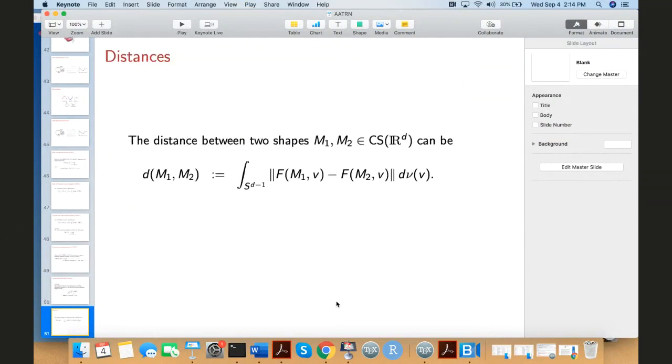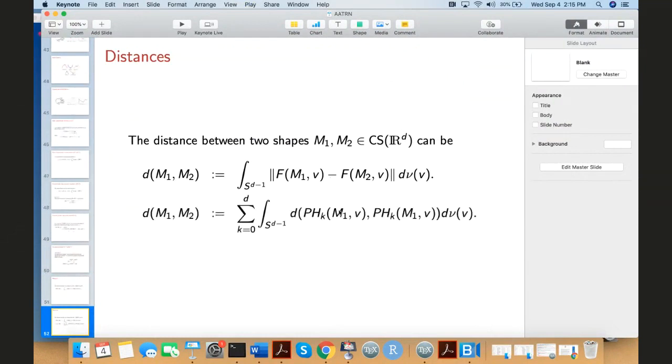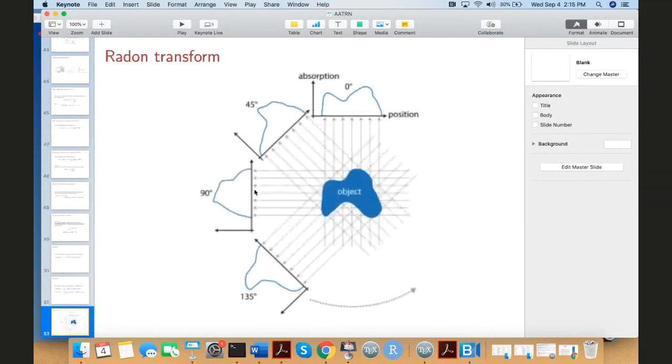Something you can naturally do is, if I give you two shapes, I can measure distances between them by using the Euler characteristic transform, the smooth Euler characteristic transform, or the persistent homology transform. And if you notice, there's an integral here over the entire sphere. We'll come back and talk about how your computer does an integral over a sphere, because your computer does not.